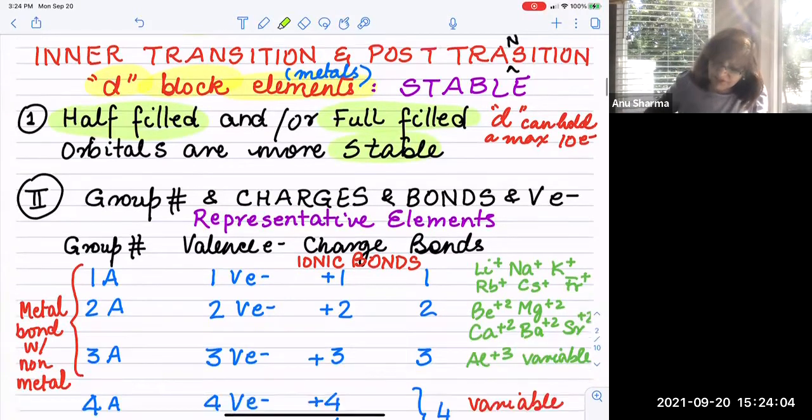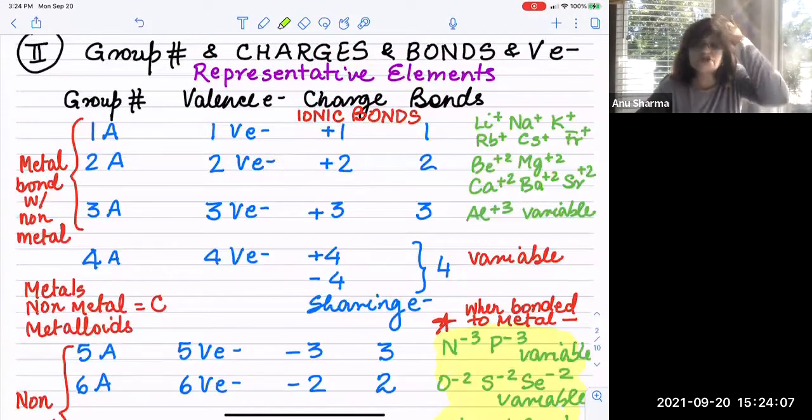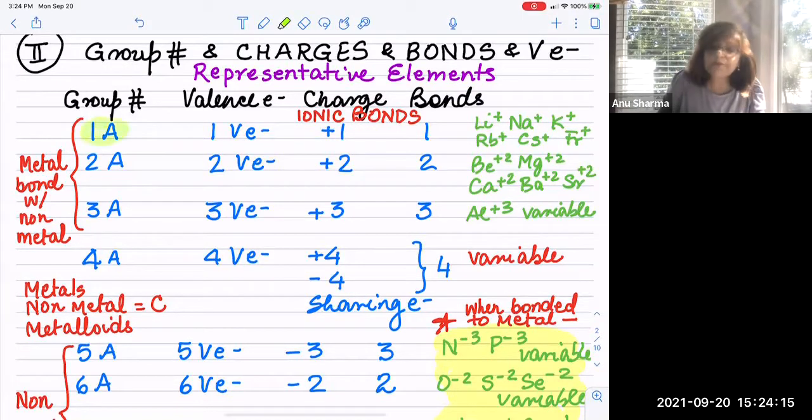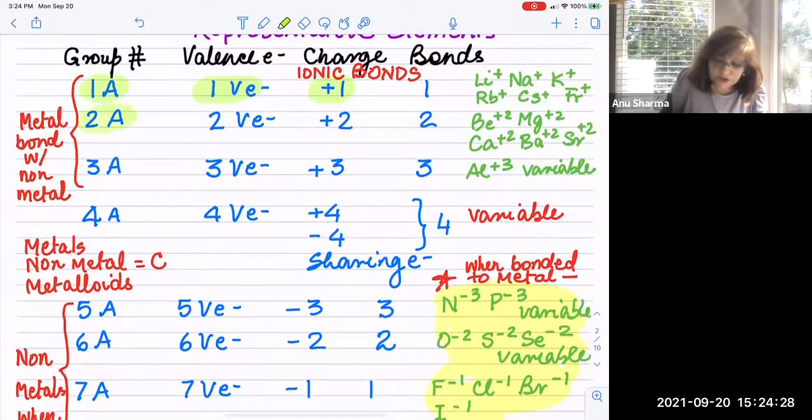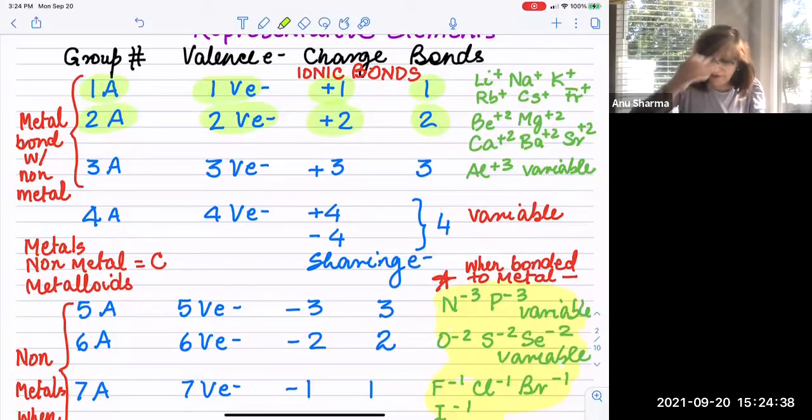Okay, so now this is a very general rule that applies to the charges and the bonds on the groups, the elements that are present in these groups. So group 1A has 1 valence electron and it will form +1 charge. That means it will lose 1 electron. So lithium, sodium, potassium, rubidium, cesium, francium, these guys will lose 1 electron. Then group 2A has 2 valence electrons and it loses 2 electrons. And the number of electrons that are lost or gained determines how many bonds are going to be formed. So if an atom loses 2 electrons, it will make 2 bonds.